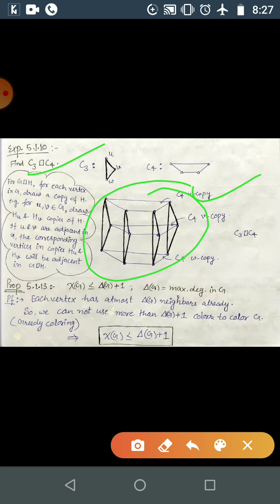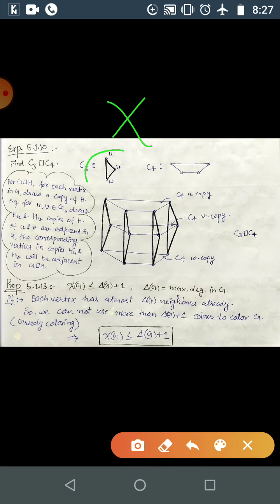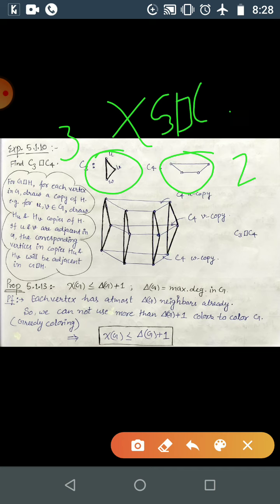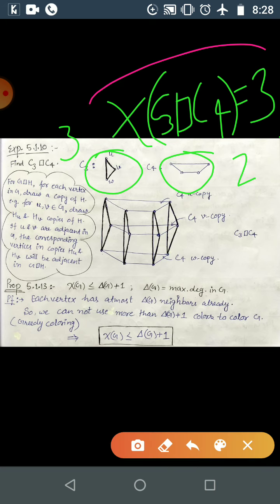So here I have explained what I am doing for everything, correct. Now the chromatic number for this graph will be the maximum of this one and this one, and for C4 the chromatic number is 2, and for C3 the chromatic number is 3. So the chromatic number of this new graph, C3 Cartesian product with C4, is coming as the maximum of 2 and 3, and that is 3, correct. So we got this one.